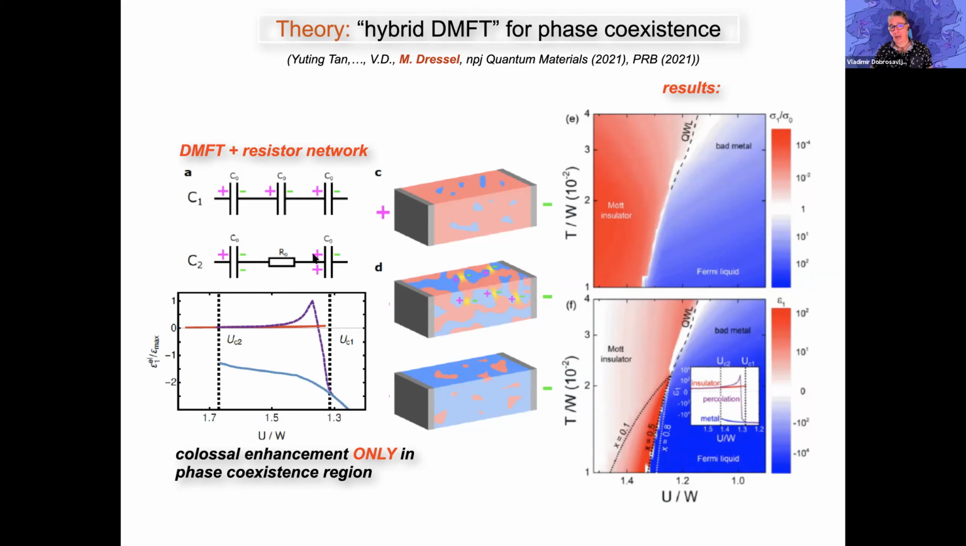And then you have an accumulation of charges at these boundaries. This is completely captured by our modeling, which we called hybrid DMFT. So we do DMFT calculations for the respective phases, and then on top of it, we set up a resistor network, and we use percolation theory to predict the global transport properties. The results are shown here, and they completely agree with the experiment. We do find in the coexistence region, which is shown here, this colossal electric response, exactly as in experiments, and you can really explain almost everything that's shown in the experiment from the point of view of this theory.